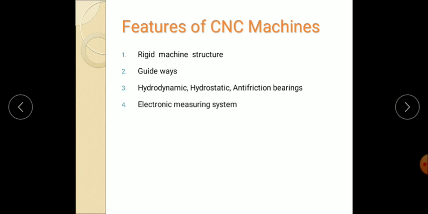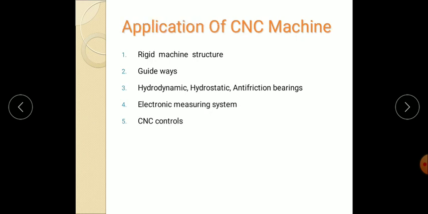Then an electronic measuring system is employed on each control axis to monitor the movement and to compare the position of slides and spindle with the desired position. The next, CNC control. CNC control is nothing but the heart of the CNC machine. The early CNC controls were developed for simple applications in turning, machining centers and grinding. But with increased capabilities of modern machine tools such as high spindle speeds, high rapid traverse and more number of axes, CNC systems have been developed to meet these needs.